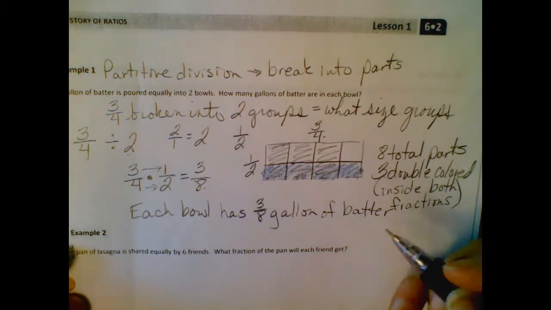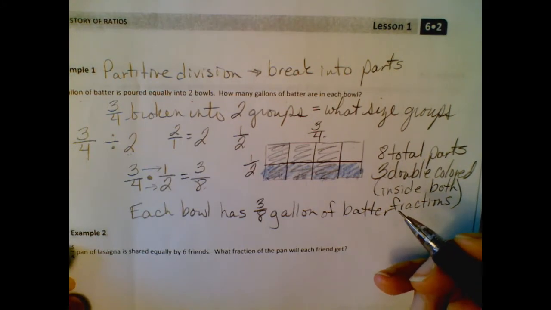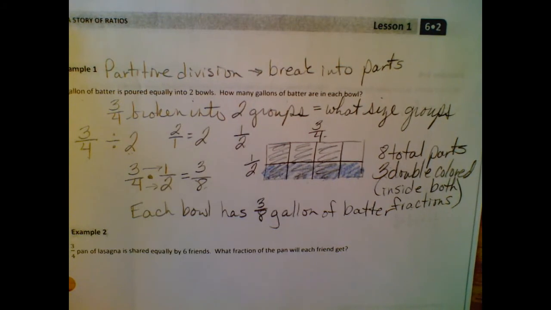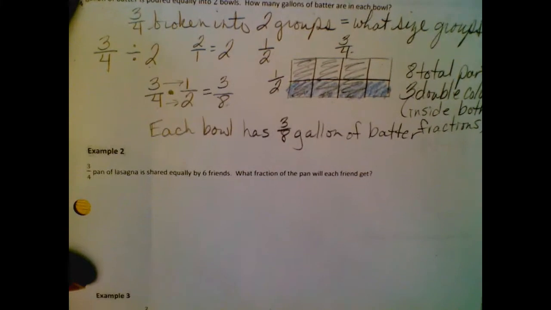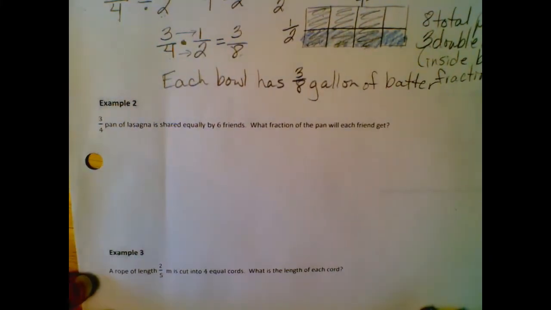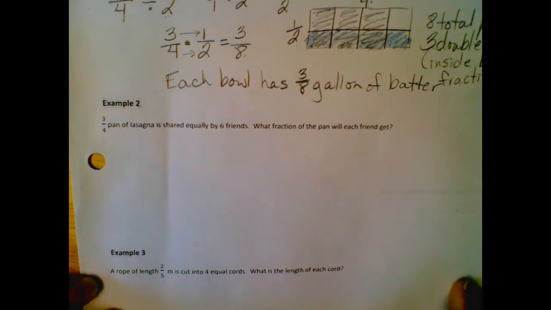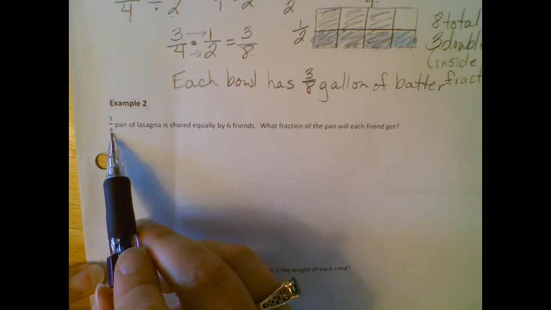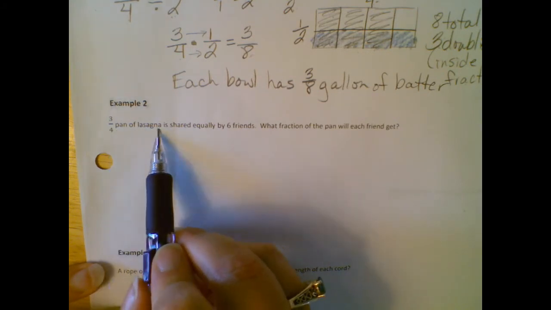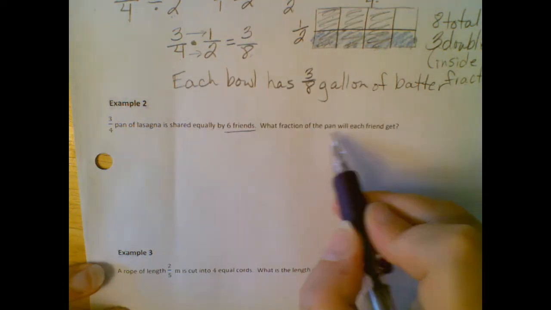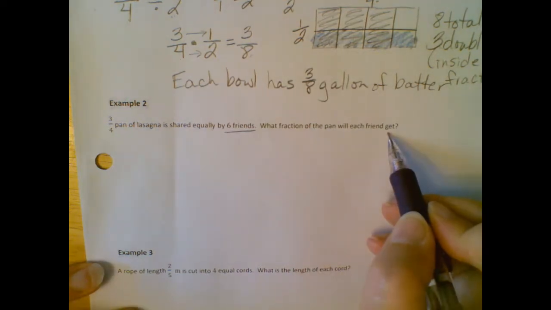So I'm going to help set up example number 2 as well, and then we're going to check that you know how to do it as well. So moving up, example 2. We're going to set it up exactly the same way because it's still a partitive division problem. So example 2, I have 3/4 pan of lasagna is shared equally by 6 friends. What fraction of the pan will each friend get?